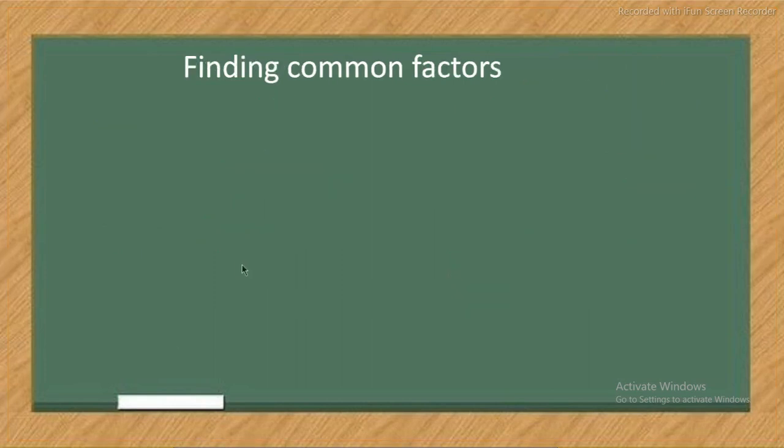Now, we have to find the common factors of a pair. If you are given two numbers, like I'm taking the example 75 and 90, I have to find the common factors of 75 and 90. First I will try with 75. I told you to take the smallest possible common factor.